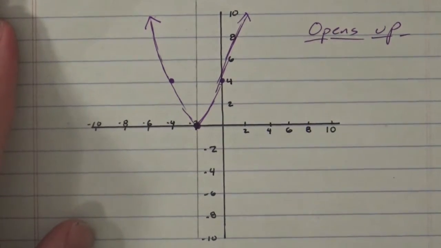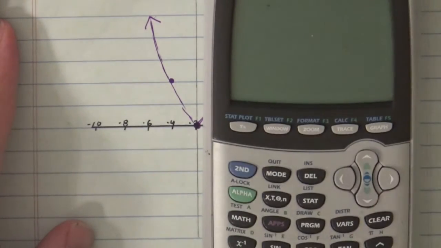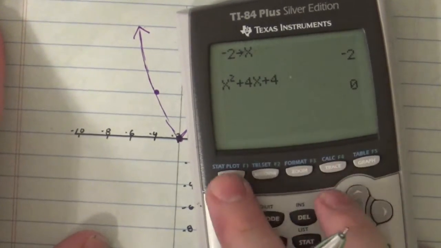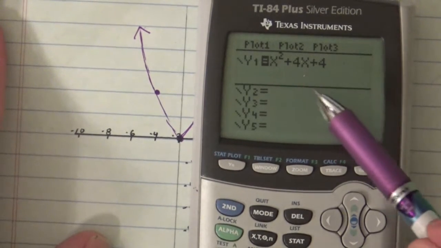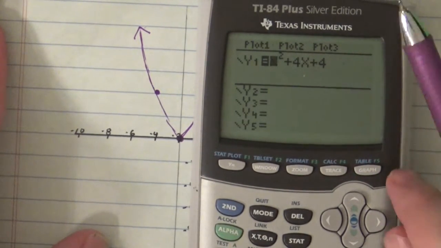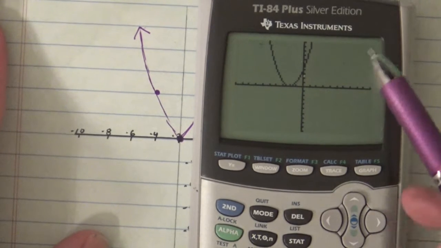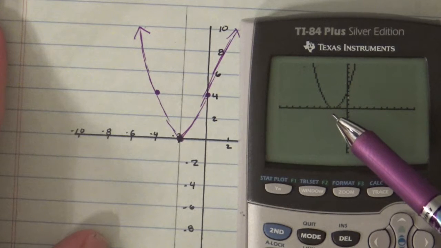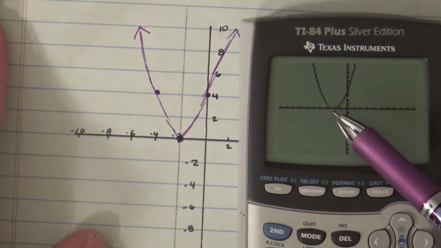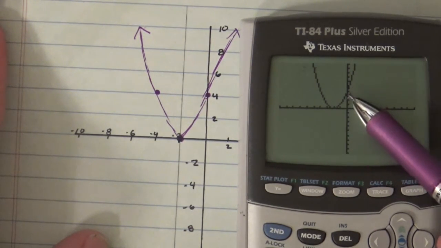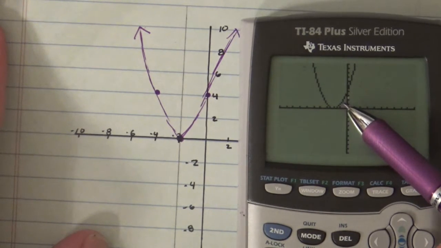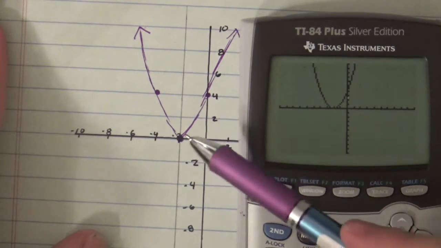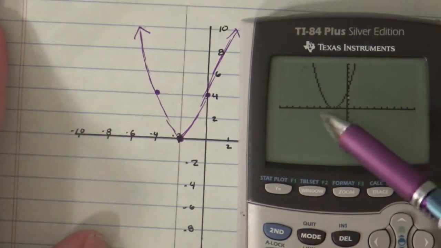Alright, so don't believe me? Let's find out. Go to your y equals and plot that in, x squared plus 4x plus 4, and graph it, and what do you see? It's basically the same thing that I graphed right here. Okay, this is my x-intercept of negative 2 and 0. This is my y-intercept of 0 and 4. Alright, so this right here, even though it's slightly different than my graph, it's still the same thing.